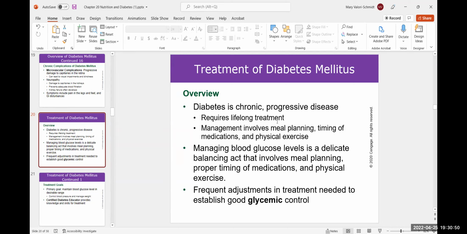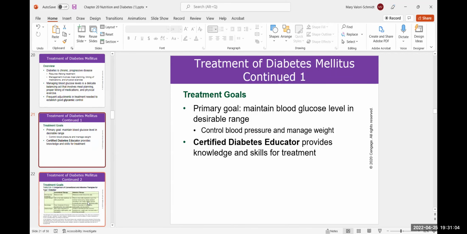And the biggest thing for both type 1 and type 2 is what you're eating, when you're eating, when you're taking your meds, and how much you're exercising. It's like a balancing act, right? But if you do it well, you can never have a complication. So the biggest goal is to keep that blood glucose within range, right? And that requires really watching diet intake.